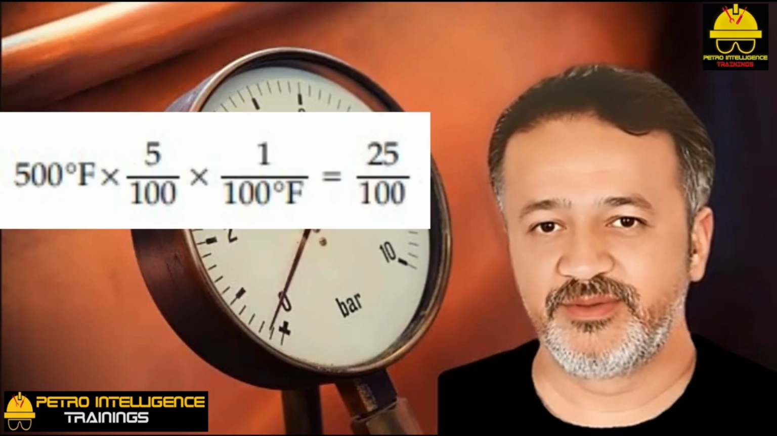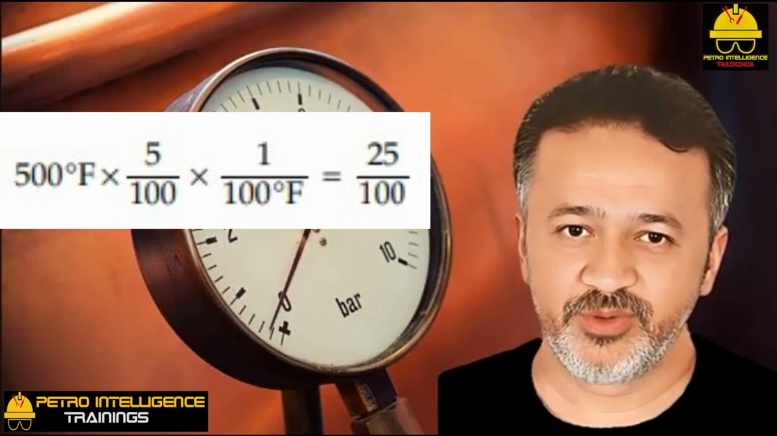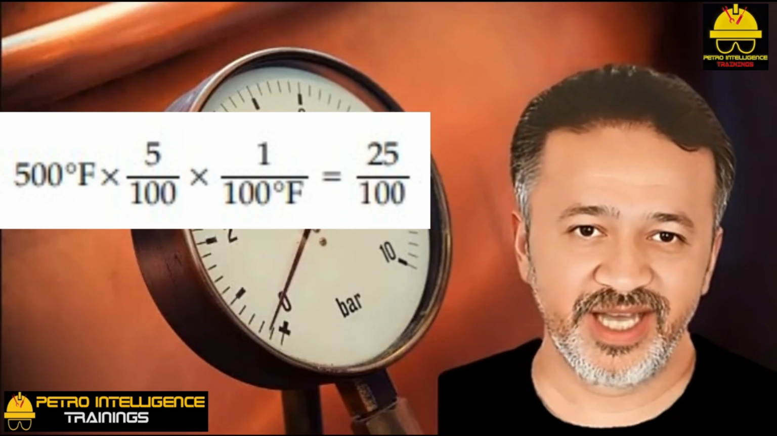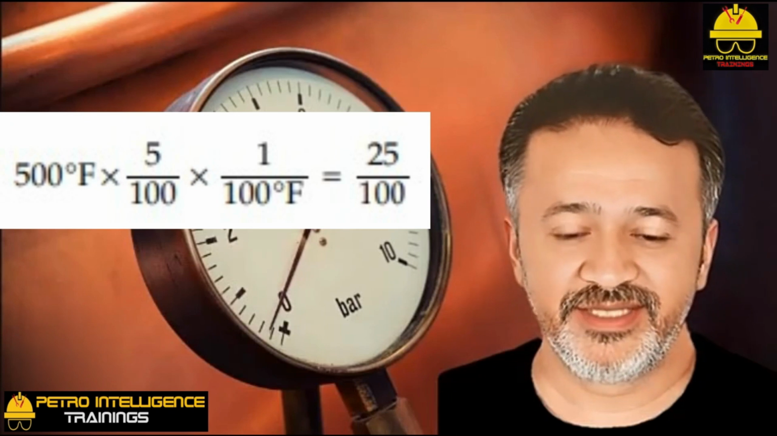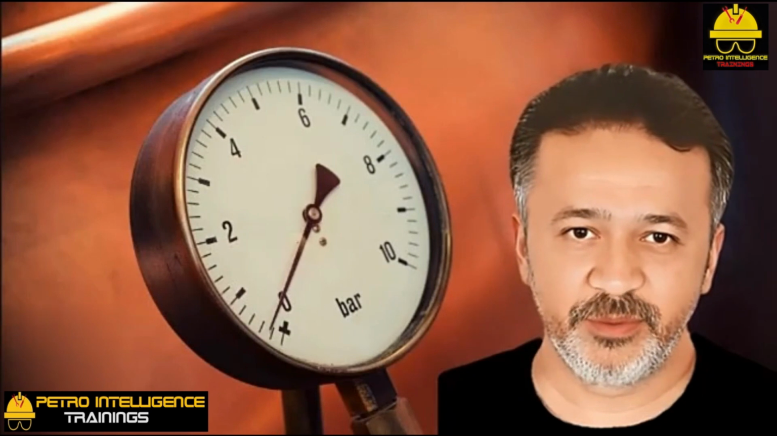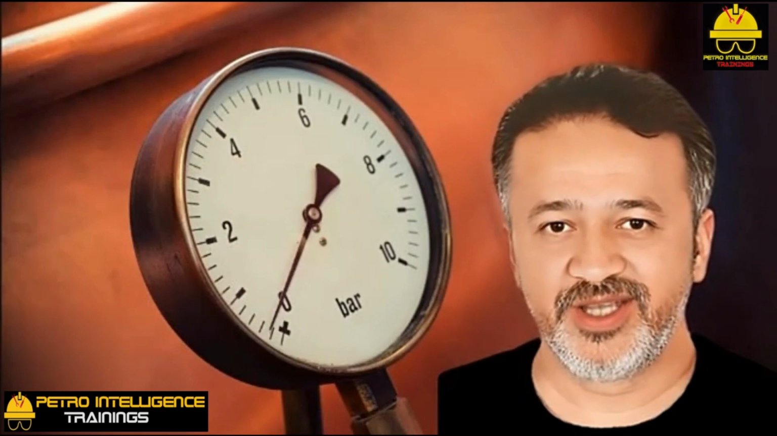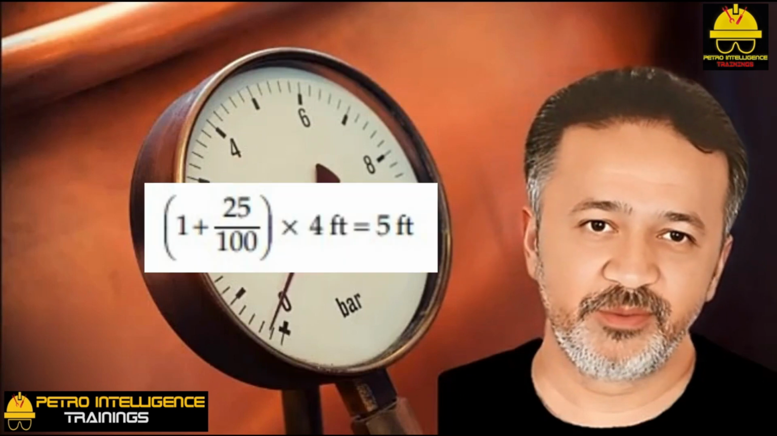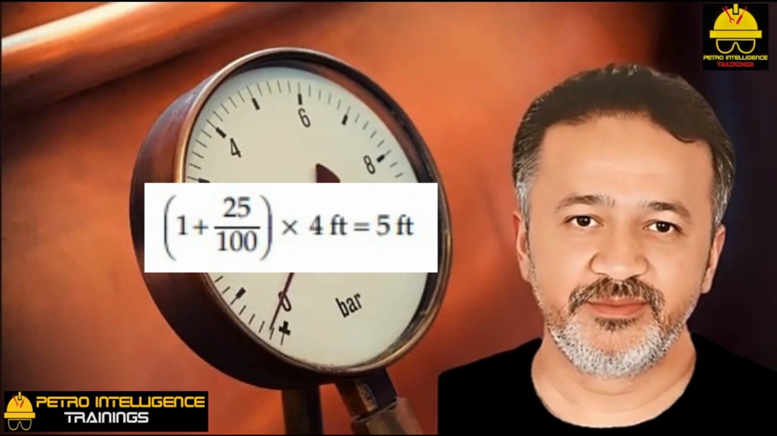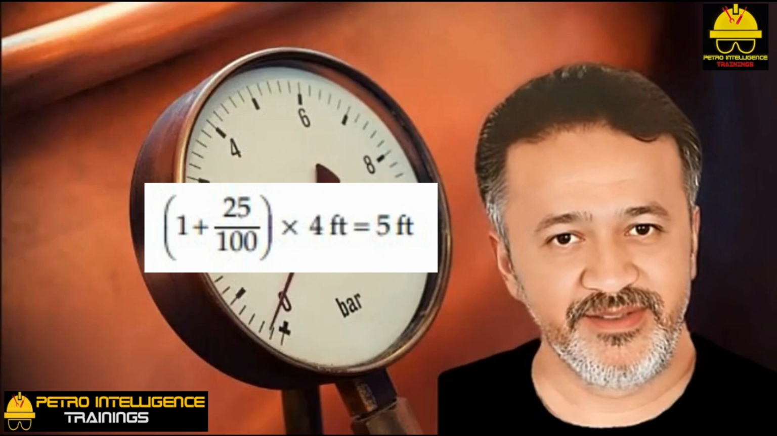Explanation. 500 degrees Fahrenheit times 5 divided by 100 times 1 divided by 100 degree F equals 25 divided by 100. This means that the liquid in the gauge glass is 25% denser than the liquid in the tower bottom. Assuming a linear relationship between density and volume, the level of liquid in the tower above the bottom tap of the gauge glass must be (1 plus 25 divided by 100) times 4 feet equals 5 feet. In other words, the liquid in the tower is 1 foot above the level shown in the glass.